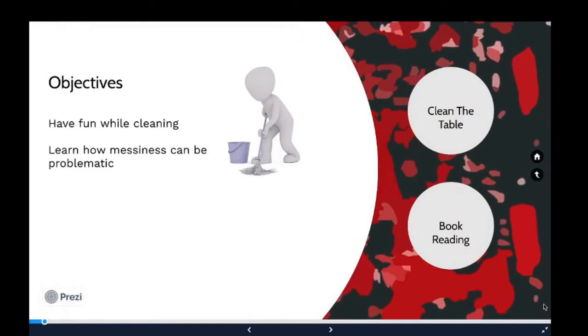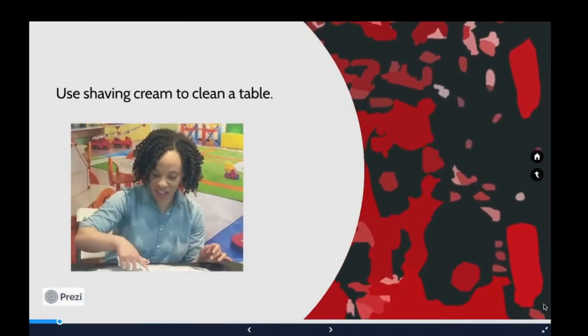For our warm-up and story time, the objectives are for kids to have fun while cleaning and to show them how messiness can be problematic. So hopefully we can accomplish that. So the warm-up is clean the table. We're going to use shaving cream on the table, and you're going to have them play in the shaving cream basically. So they're going to rub their hands in the shaving cream, which will be fun for them, and cleaning the table at the same time. So you'll be killing two birds with one stone, so to speak. That should be cool.